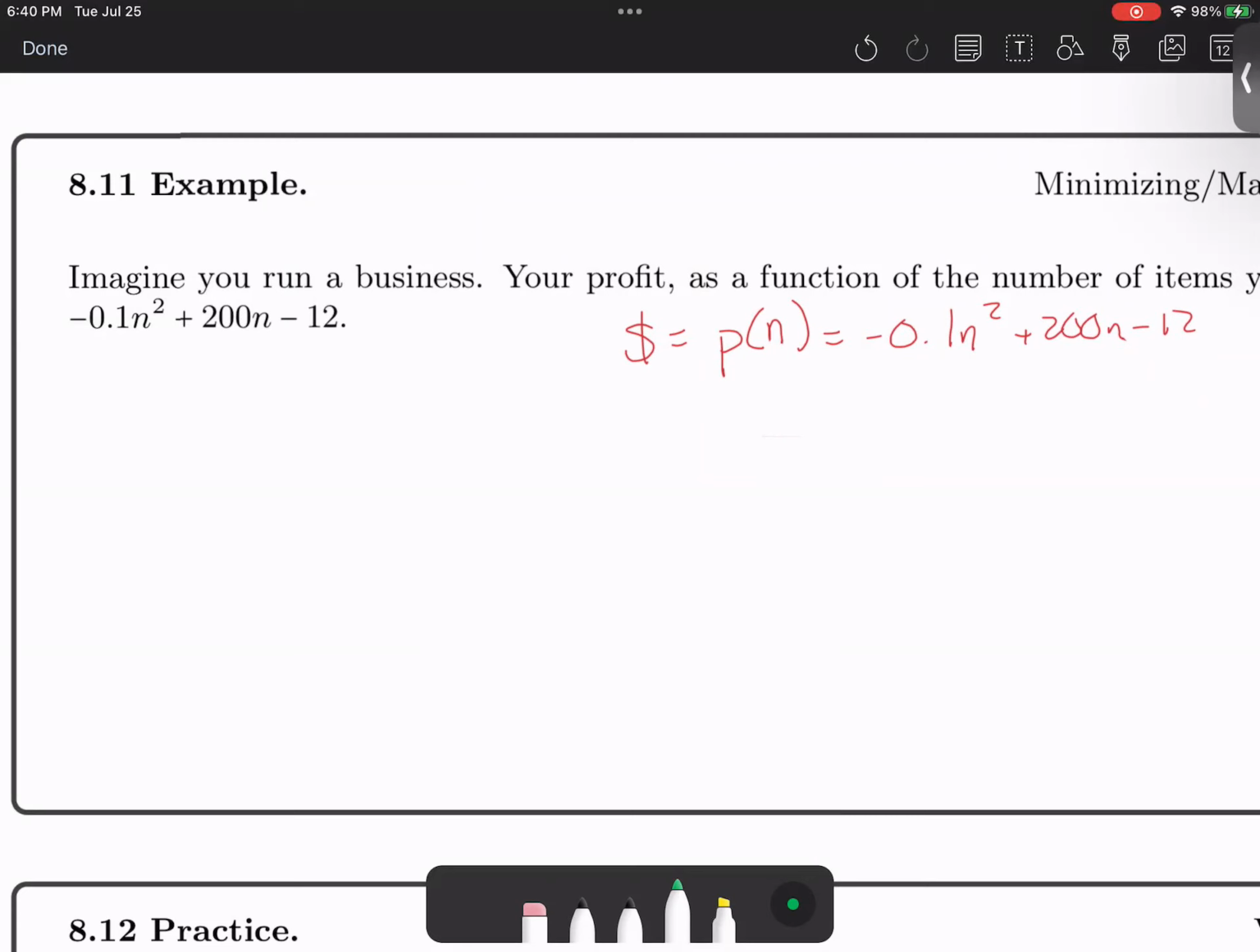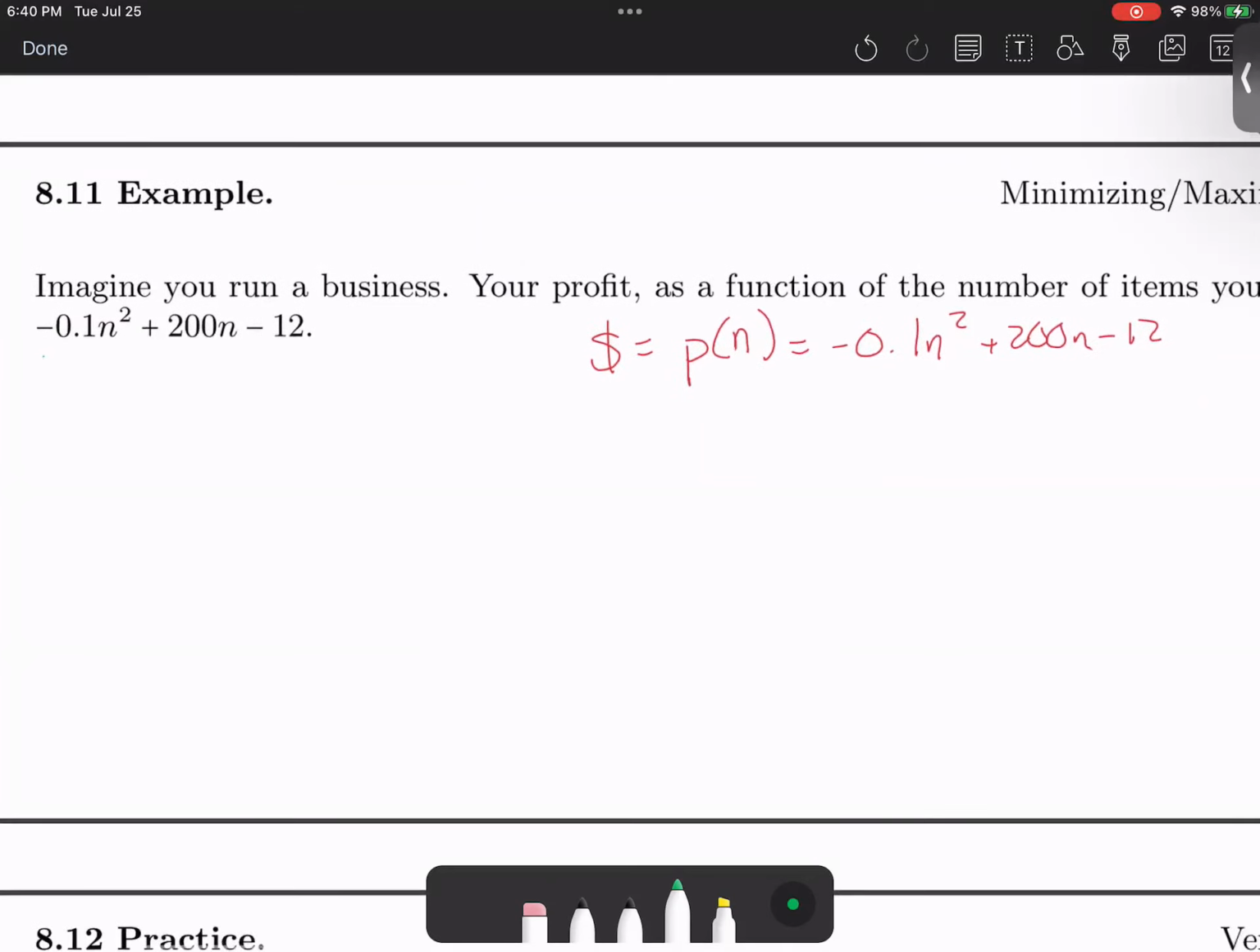So first, this is a quadratic function in the variable n, right? It matches that form a n squared plus b n plus c. And it's going to have negative concavity because of that leading coefficient. The a value is negative, right? It's minus 0.1. So we are actually going to have a maximum profit somewhere.